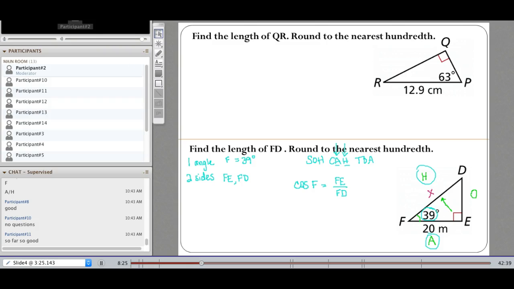Or jump on the mic. Let me know if you got stuck here, understanding how we knew we needed side FE and side FD, or how you knew to choose cosine, or were you stuck here on how we plugged things into the ratio? What part? Where did you get stuck? So far, everyone's, for the most part, pretty good, but I'm just going to pause here to make sure. And we're going to do a couple more examples too.